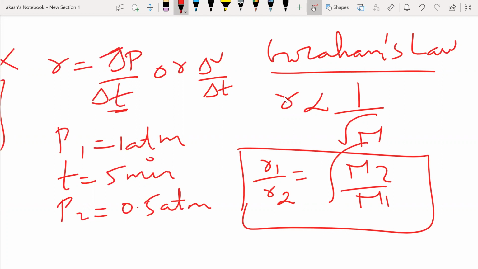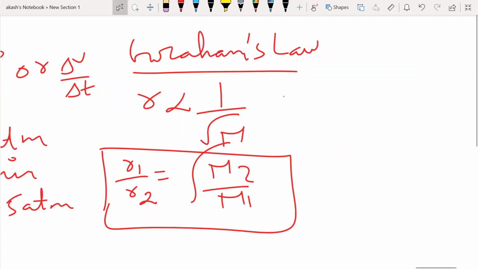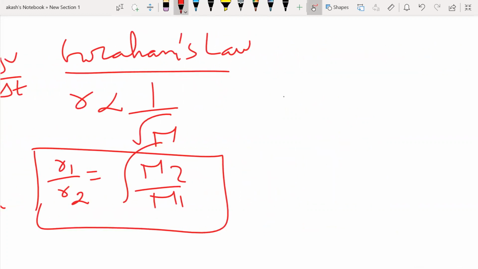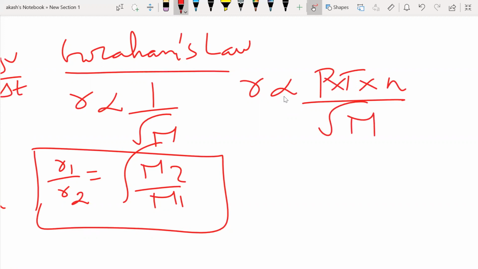Now, if you want to correlate all these things with pressure, temperature, and number of moles, I can do that. But that is not Graham's law. That is just what you are doing. So I can say R is directly proportional to the pressure, temperature, and the number of moles divided by the root of molecular mass. You can see, because pressure is directly related, temperature is directly related, and your number of moles is also directly related.